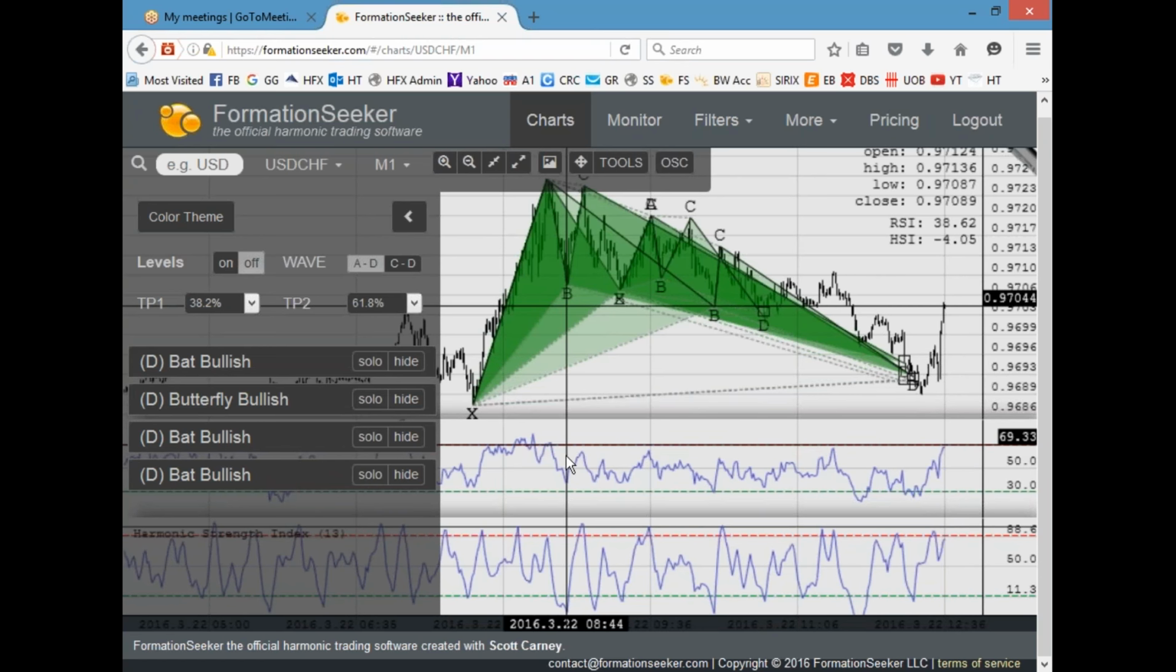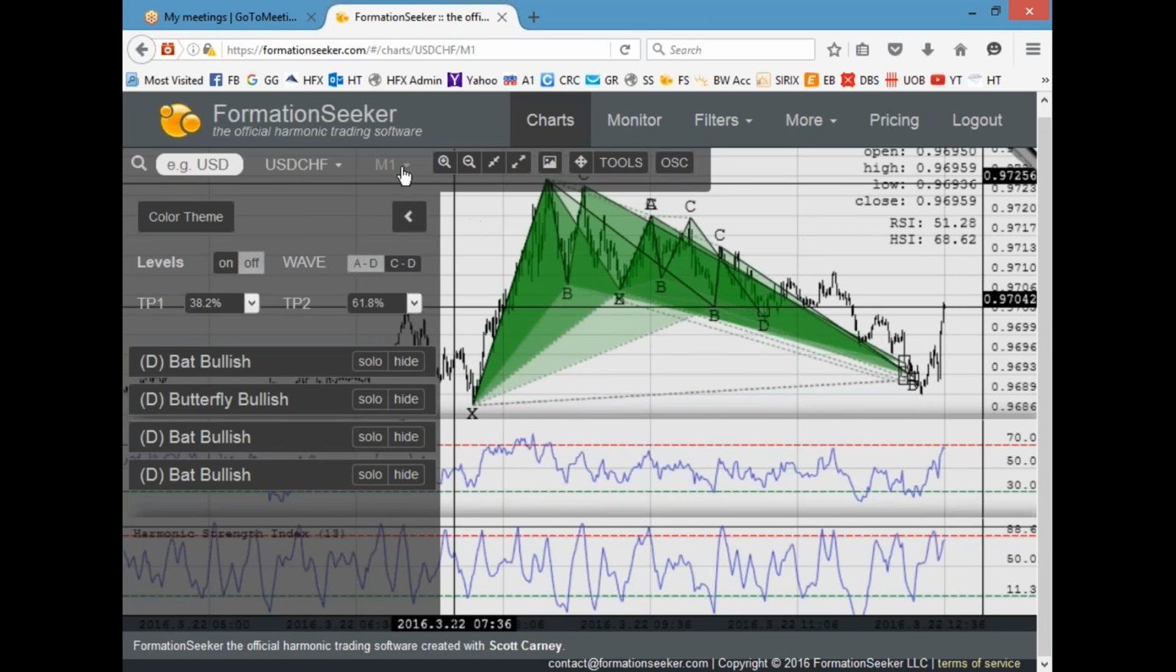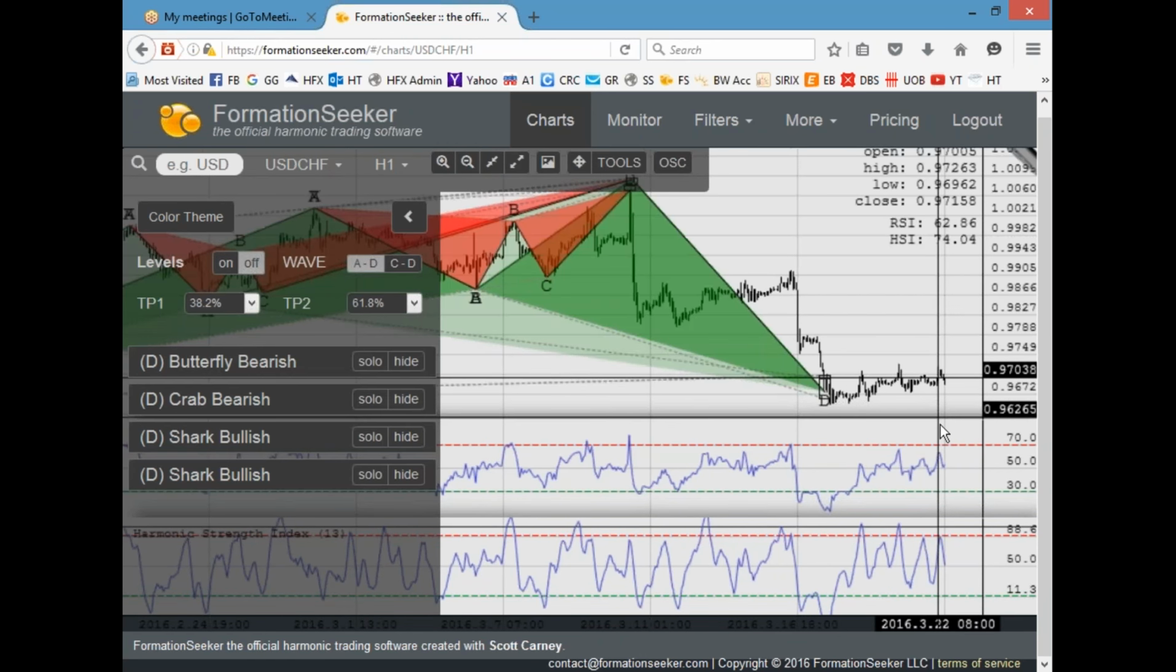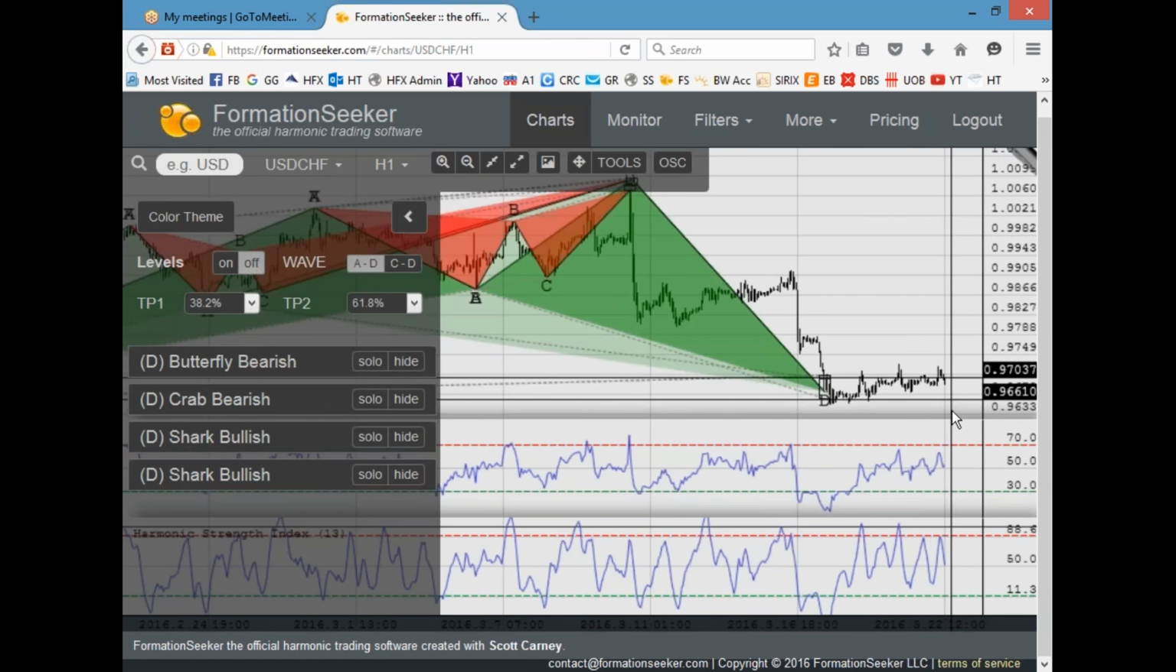First of all, you need to look for another terminal bar, a type 2 terminal bar, and then you also look for the HSI to move out of the 113 level, and after that you can take the trade. But remember, you can only play this game twice. The third time, there's a high chance that it's going to fail.